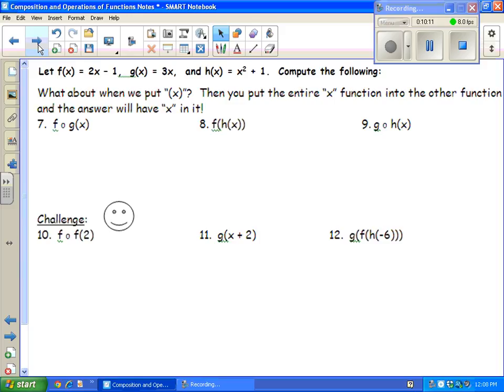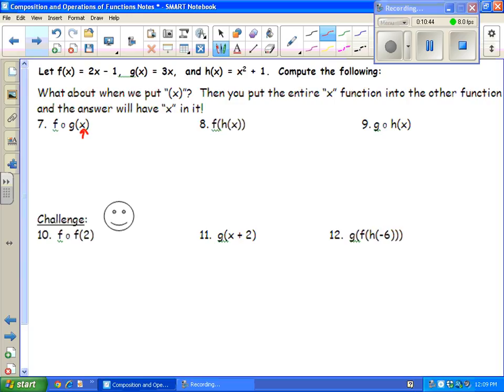All right, most people picked up on the composite functions or composition of functions with numbers pretty quick. I even did several of those for Candy, and we started pulling sticks. So I actually didn't work out every single problem of the previous 6. However, starting with 7, now we have to contend with the fact that sometimes we don't have a number. Sometimes we have letter X. So what about when we put an X in there? Then what you're going to do is put the entire X function into the other function and answer it. The answer will have X in it.